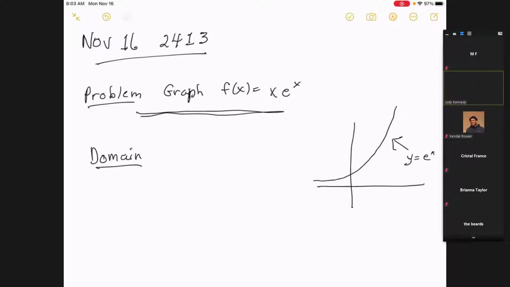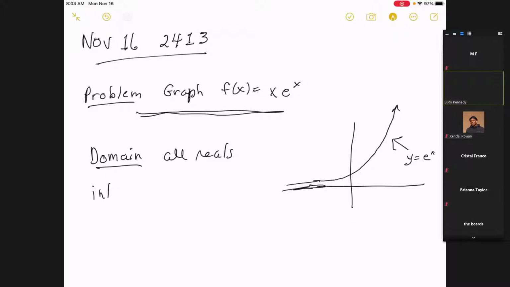Well, the domain of e to the x is all the reals. It's got an asymptote coming out here, goes up forever. So the domain of x times e to the x is all the reals. Okay. So this function is going to be continuous over all the reals.